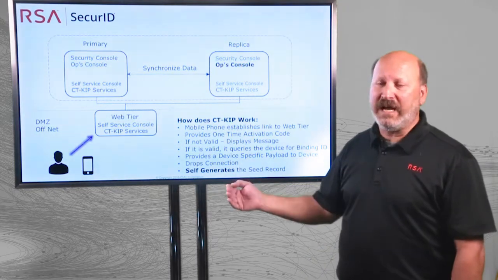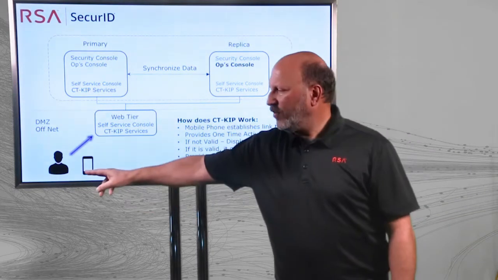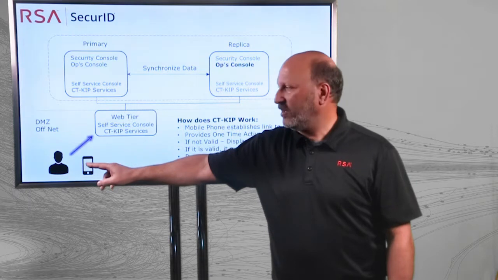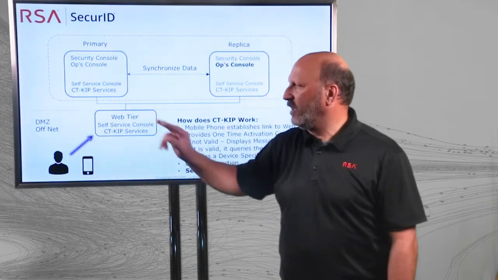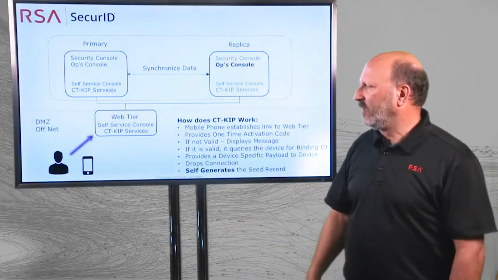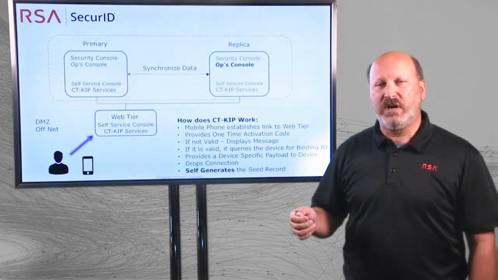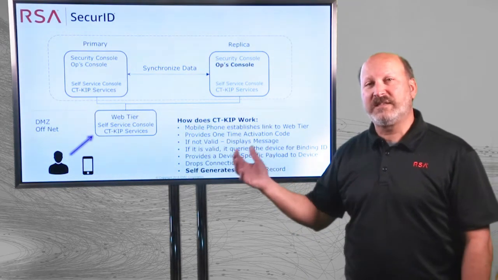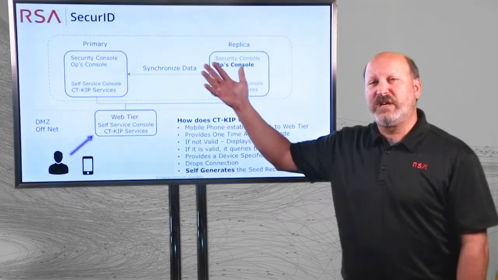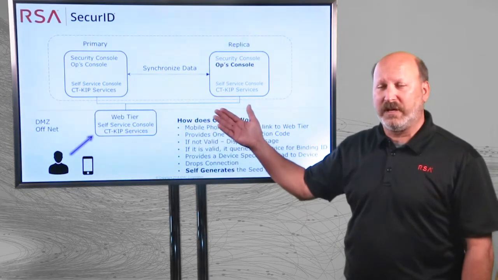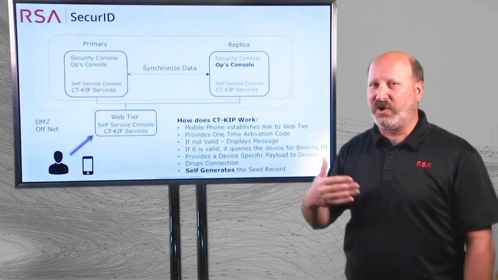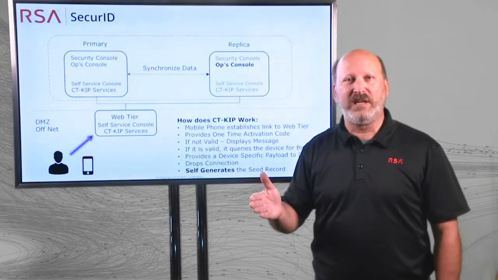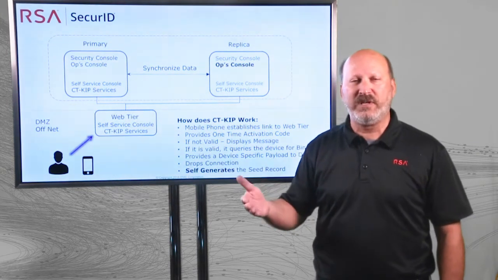What CTKIP does is that mobile phone establishes a session between the mobile phone and the web tier. It provides a one-time activation code that is compared against the authenticating user to make sure that the code matches what's been issued to them. If it does not, or it's already been used, they're going to get a message saying that they need to contact their help desk because it's already been used.